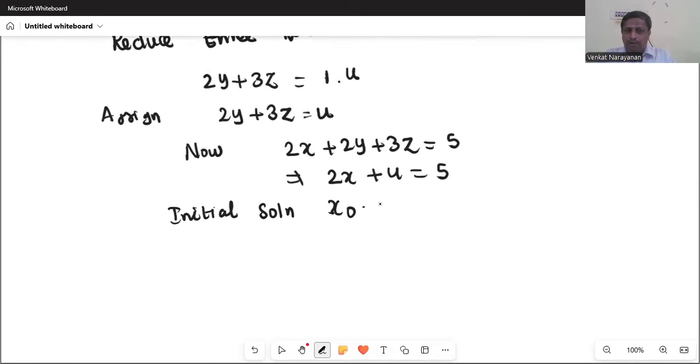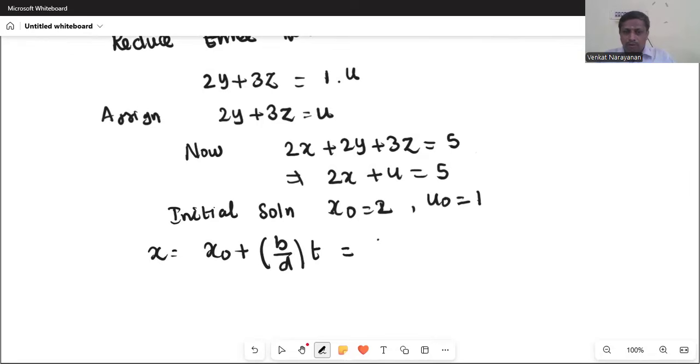x naught equal to 2 and u naught equal to 1. It definitely satisfies: 2 times 2 plus 1 equal to 5. Now we can find the solution. x is equal to x naught plus b by d into t. What is the b value? b value is 1, d is 1. That is x naught 2 plus b value 1 divided by d, which is 1, times t. So the answer is 2 plus t.